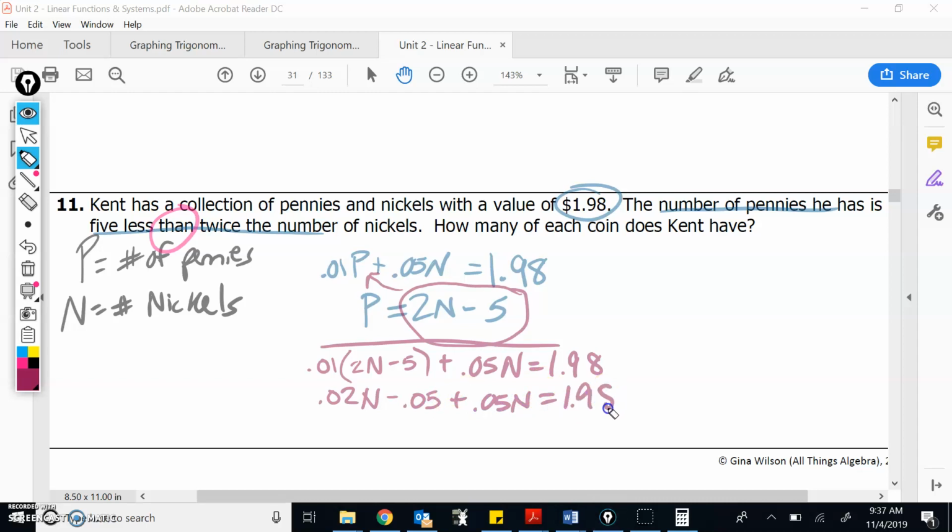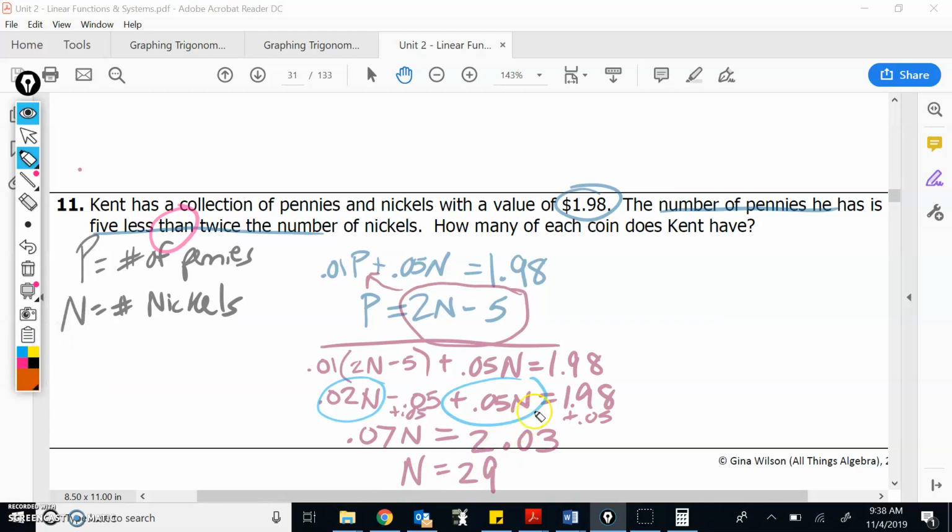Distributing here. Then combining like terms. We're going to combine the 0.02n with the 0.05n, and that's going to become 0.07n. And I'm going to add this 0.05 to the other side. So that equals 2.03, I believe. And dividing by 0.07, we get n to be 29. The amount of nickels is 29.